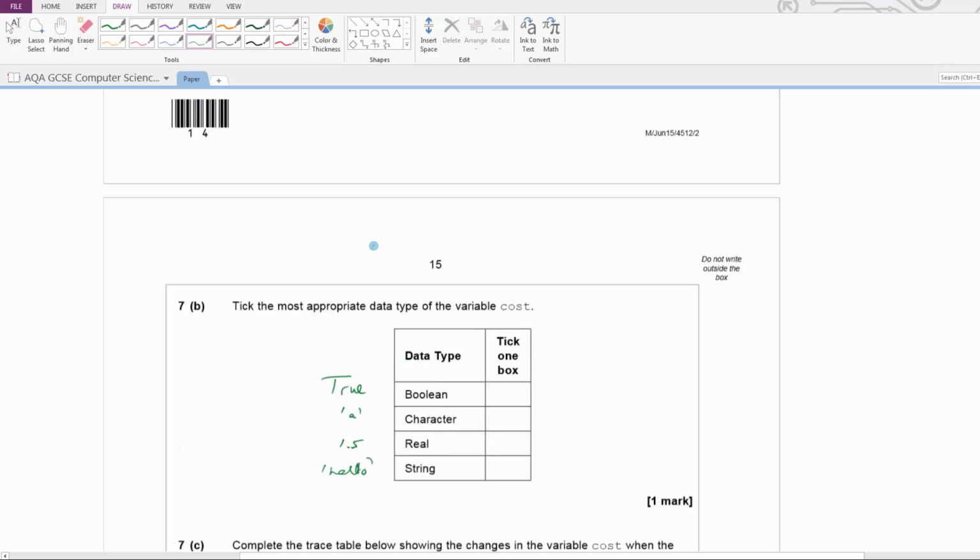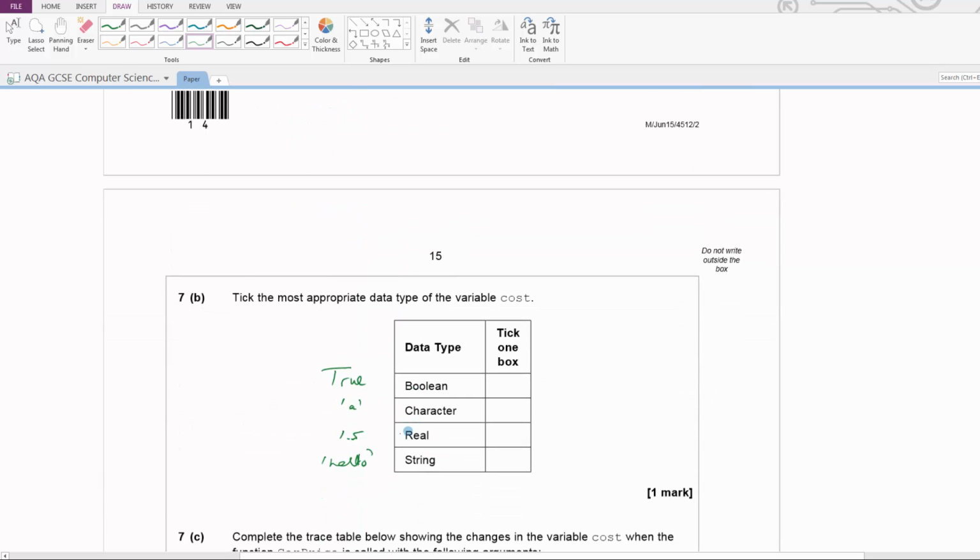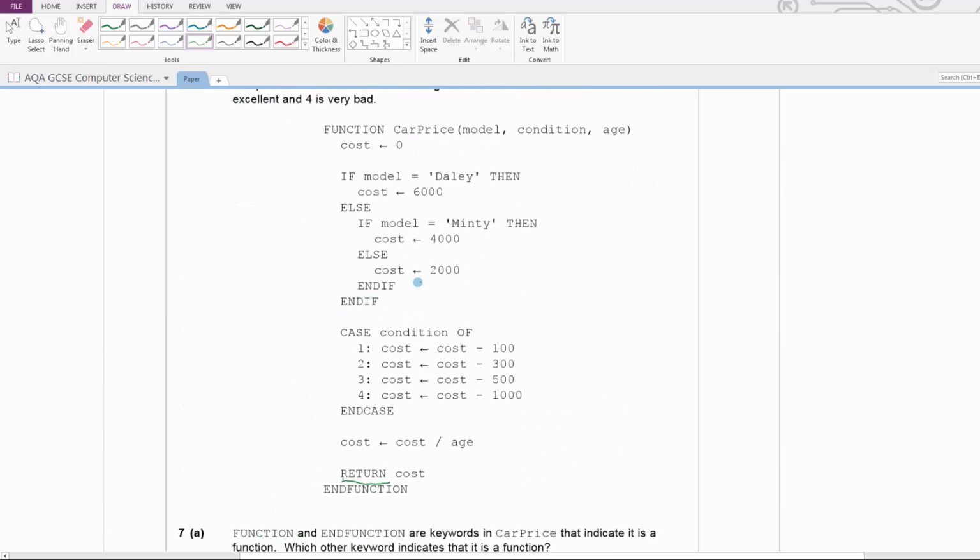Let's just put true there. So we're asked to look at cost. Anyway, you can probably guess what cost is going to be. The only numerical data type here is real, but anyway, this could be a string. So say cost equals 400 could be a string. It's not actually, because we haven't got quotes around it.